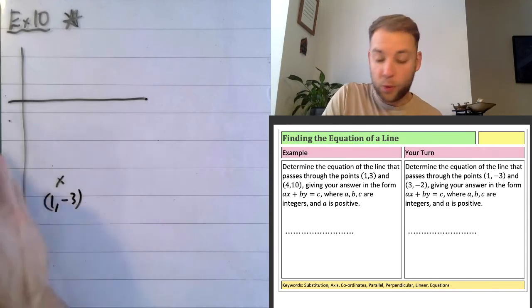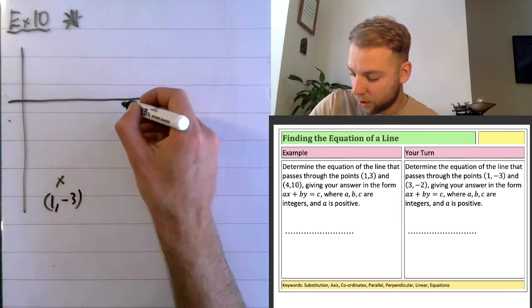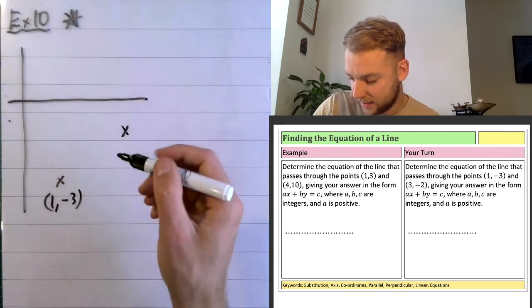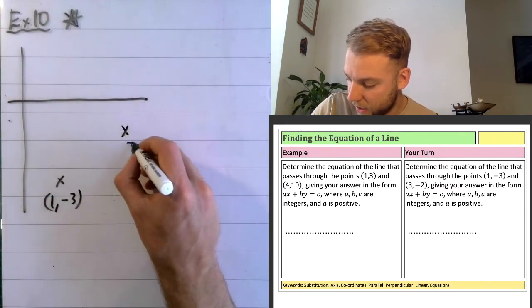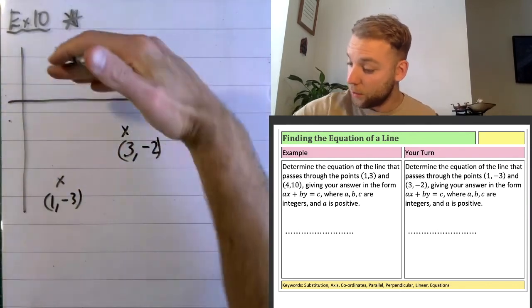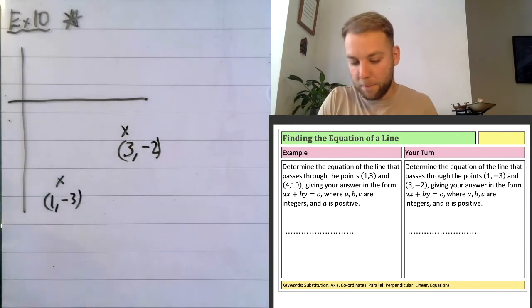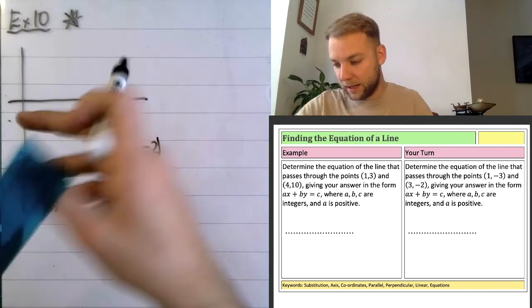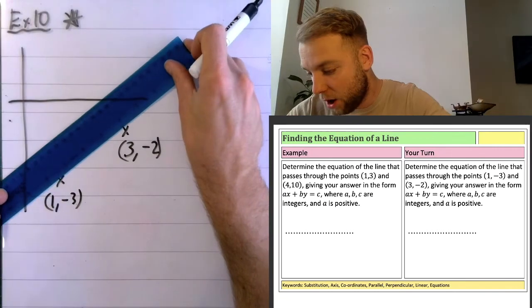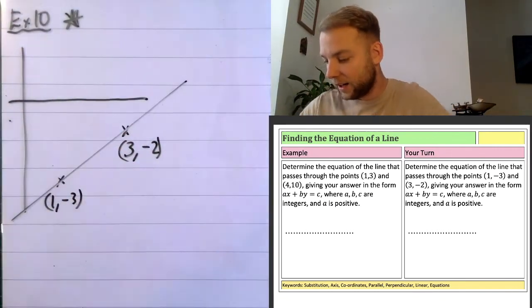And then 3, negative 2. Actually, negative 2 is higher than negative 3. So 3 across, negative 2, I'll say is there. So 3, comma, negative 2. So 3 across, but only negative 2 down. So naturally not as far down as this one. Remember, when I'm finding my gradient, I'm finding the gradient of the line, not of the points, okay? So it's the gradient of that line.